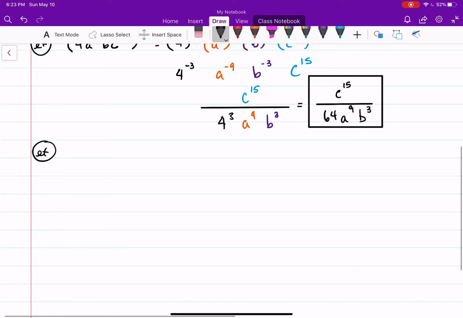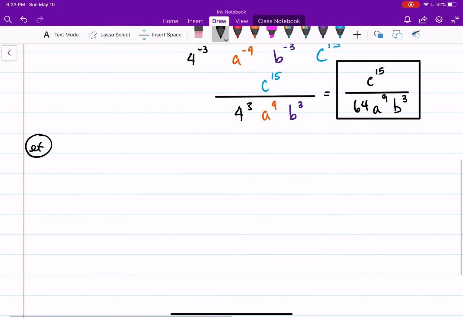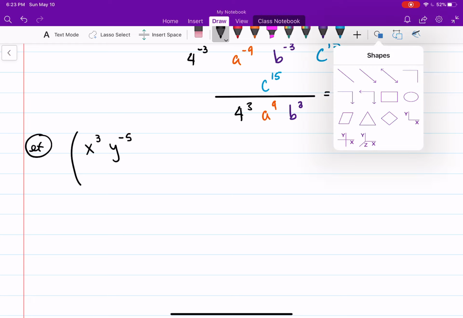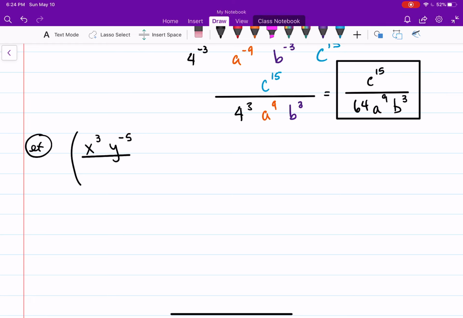All right, we're going to start off with a fraction here, okay? We're going to have parentheses. We're going to have x to the third, y to the negative 5, over z to the negative 4, all raised to the negative ninth power. So again, let's follow the rules, right? Everyone's going to get the power.